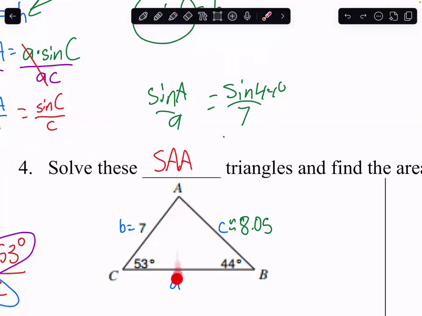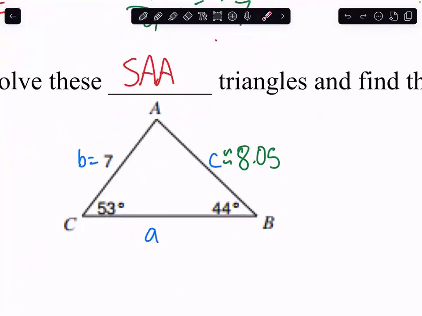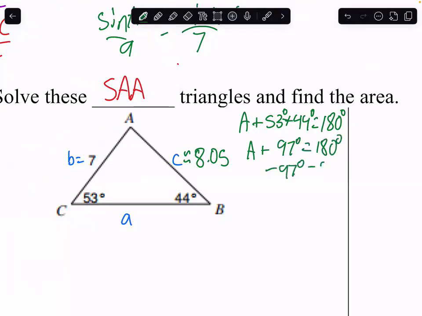Does anyone have an idea how we could find either angle capital A or side lowercase a? Yes, Helen? Good. Helen said that the angles have to add to 180. So whatever this angle capital A is, if you add the other two angles to it, you get 180 degrees. The two known angles combine to 97 degrees, so when you subtract from the full 180, that leaves 83 degrees for angle A.